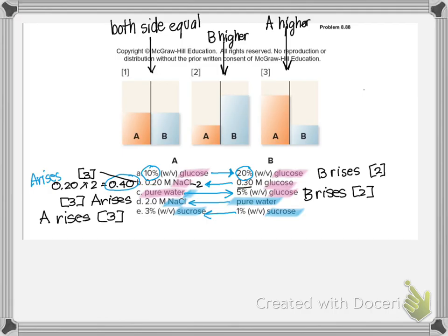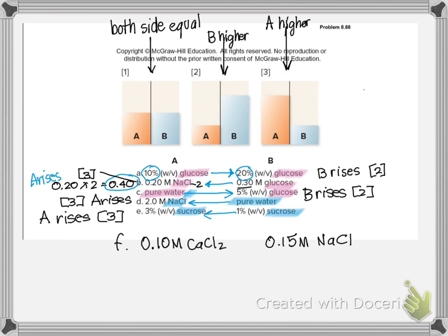Now, they did not have any examples that were number 1. Let me give you an example. So let's say I had 0.1 calcium chloride and 0.15 sodium chloride.